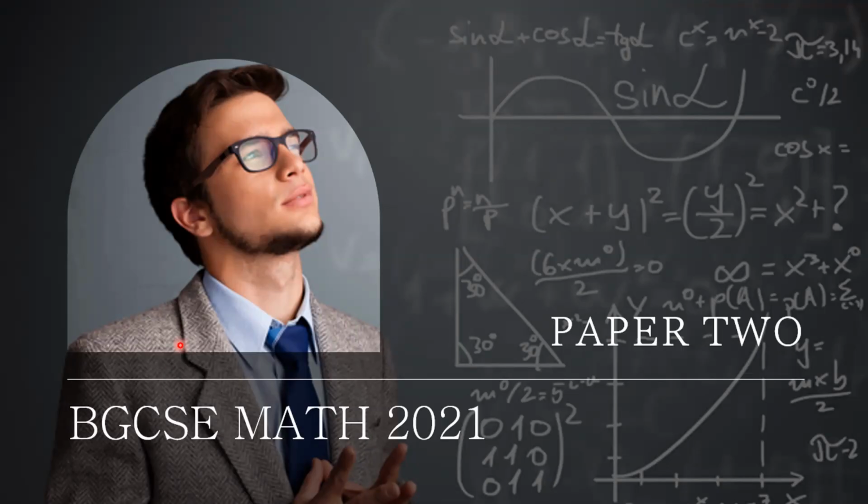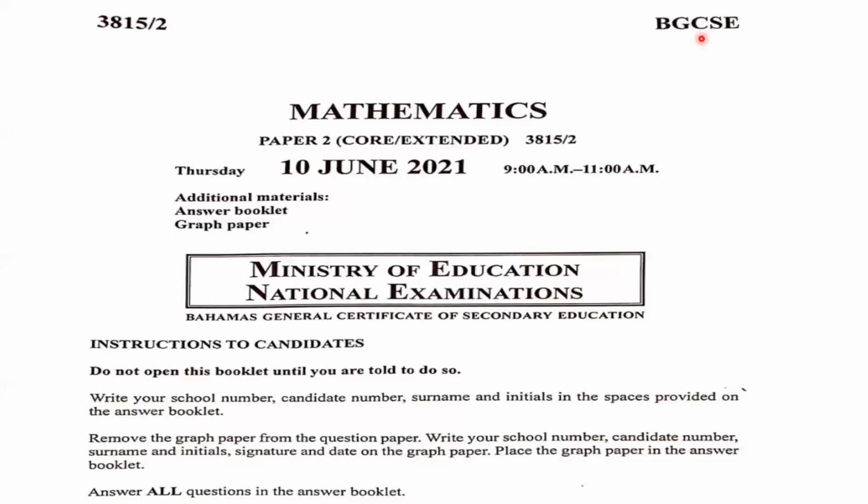In this mathematics video, we'll be considering a BGCSE mathematics past paper. The year is 2021, paper 2. Let's consider it. Here we have BGCSE, Ministry of Education, National Exams, Mathematics Paper 2, June 2021. So we're going to be looking at the past questions that were given on the 2021 BGCSE past examination.